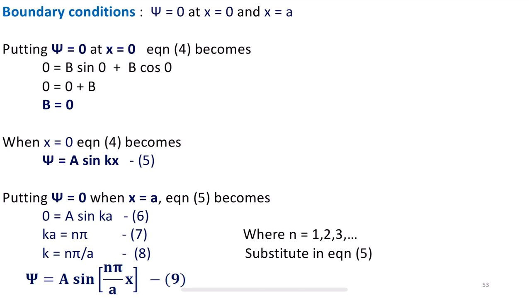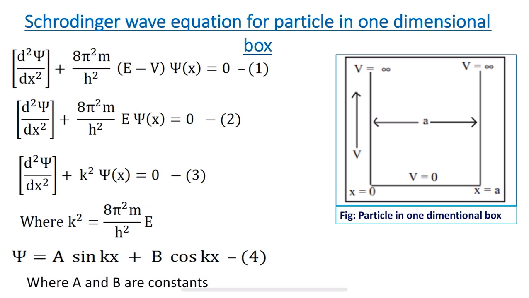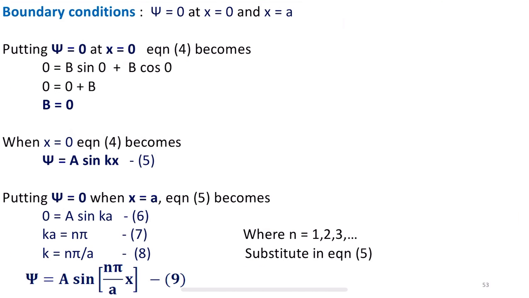Okay, so now let us put psi equals 0 at x equals 0. Then what happens? Equation 4 becomes, so go back to this equation and substitute the value of psi equals 0 at x equals 0. Then 0 equals a sin 0 plus b cos 0. Upon simplification we get 0 equals 0 plus b, otherwise we can write it as b equals 0. Thus when x equals 0, equation 4 becomes psi equals a sin kx, and let me call this equation number 5.